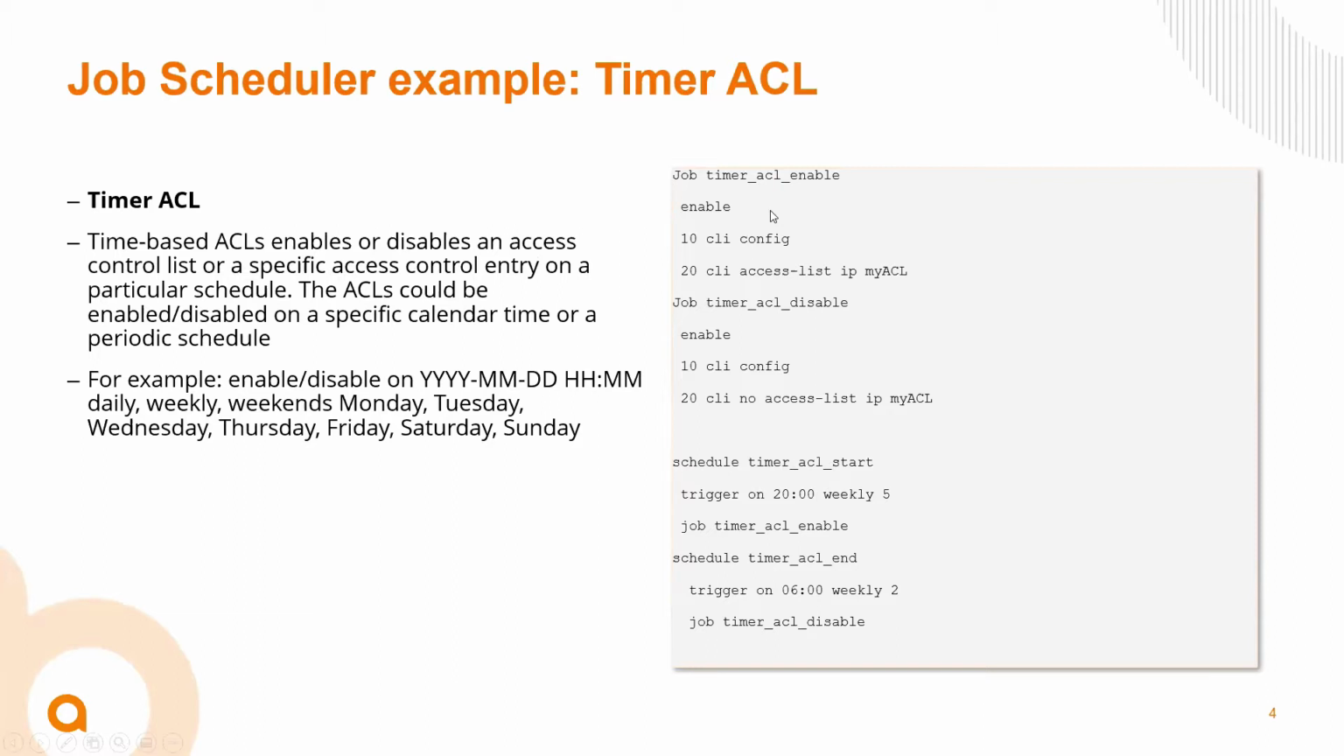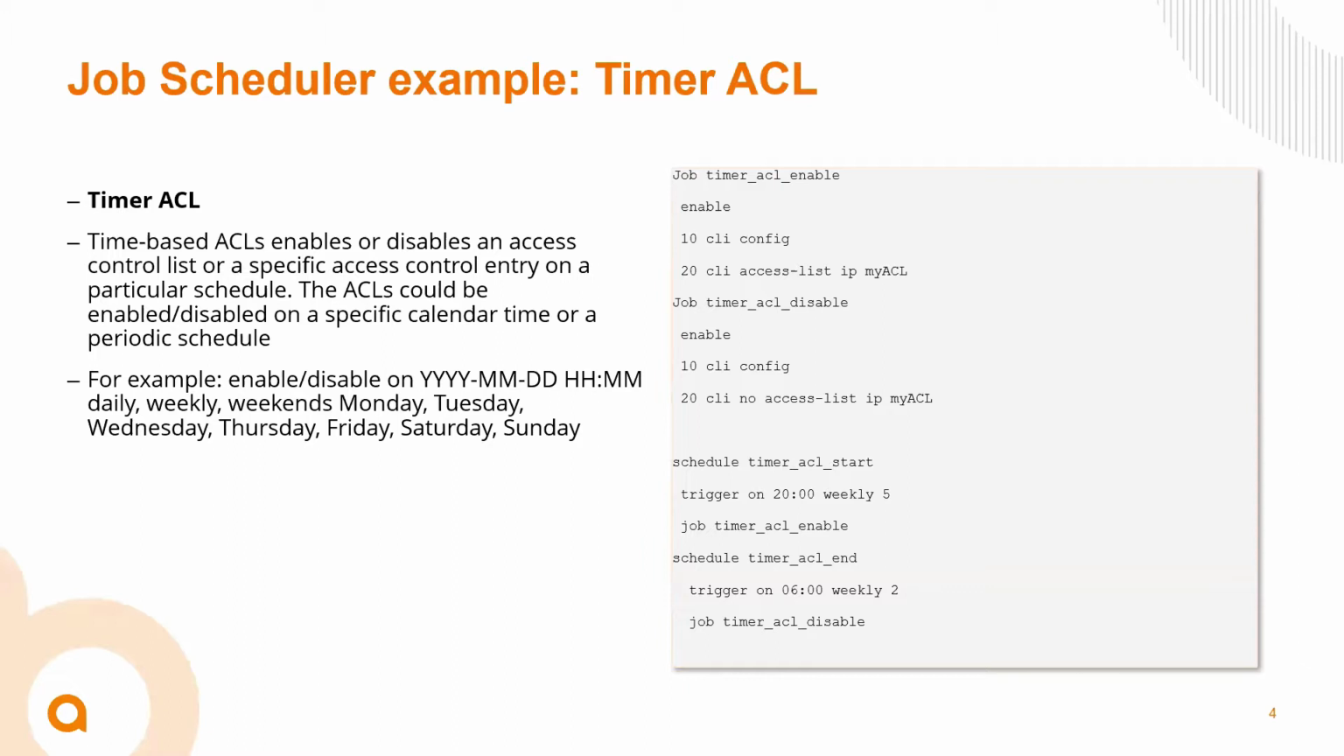You can configure some of your ACLs, enable them, and also disable them depending on your weekdays. As you see here, the scheduler timer ACL start is the schedule, and you give the name of the schedule here. The trigger is 20, that is 8 p.m., weekly on 5. So 5 always starts from Sunday: Sunday is 1, Monday is 2, and it goes on the same way.